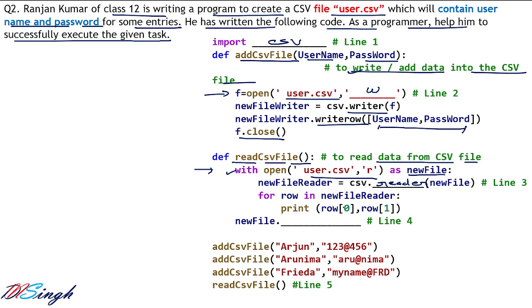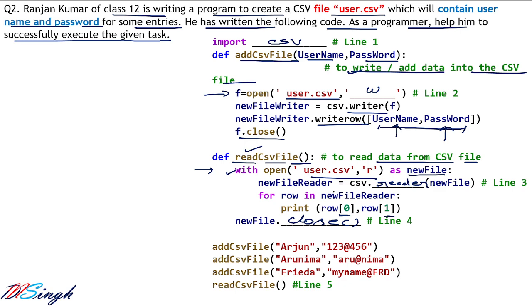So we are iterating. As we know, in our record how many things are there? Two, username and password. So we are taking row of 0 and row of 1. Once our job is completed, we are going to close this file handle. That's it. This function is going to print all the records which are present in the CSV file.